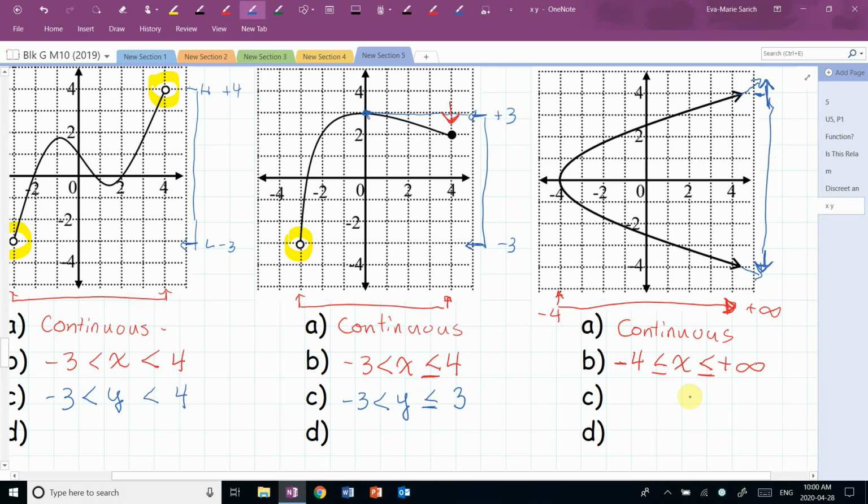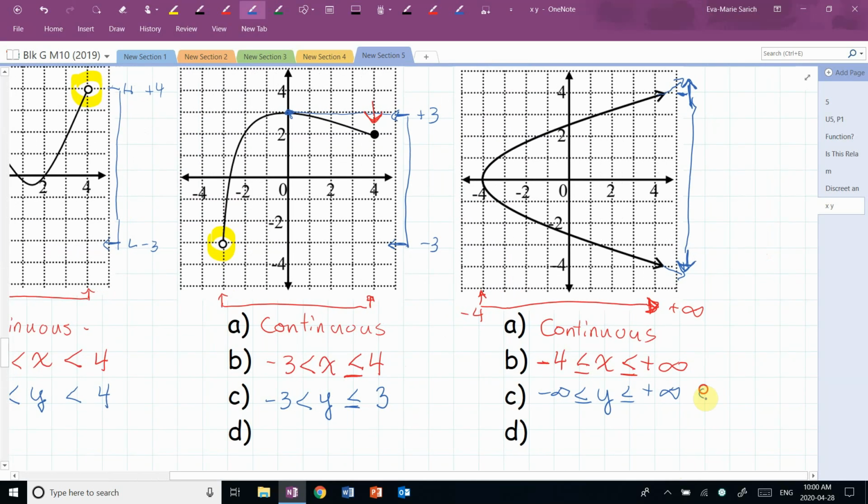So you could have y being greater than or equal to negative infinity and less than or equal to positive infinity. Or you could use the simpler notation, which says y is going to encompass all of the real numbers. Either of those is correct.